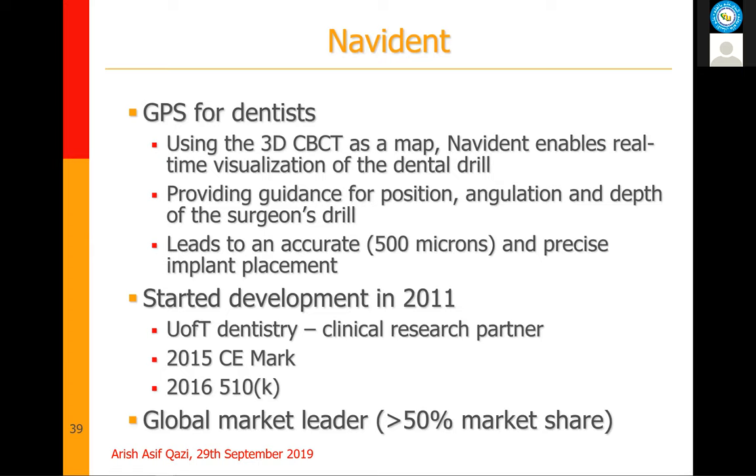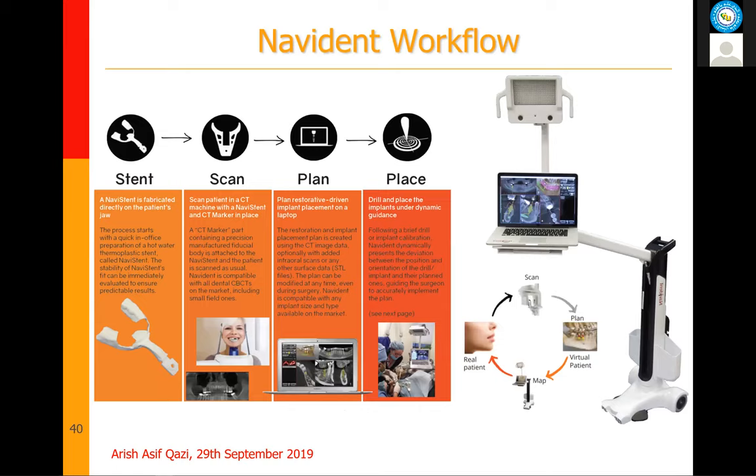So let's look at the workflow of the system. The whole thing begins with the patient walking in, and the first step in the process is that you create a stent. A stent is a piece of thermoplastic which gets molded around the patient's teeth. Now with that stent molded, you send the patient to get a scan done. That scan is imported into the software, and the dentist plans where he wants to place the implant. And finally, he goes into the surgery room and places them.